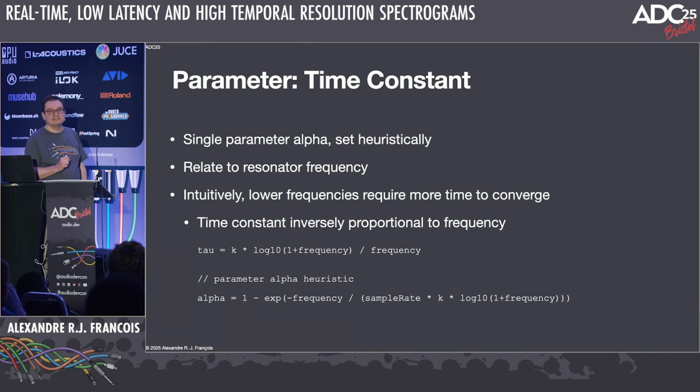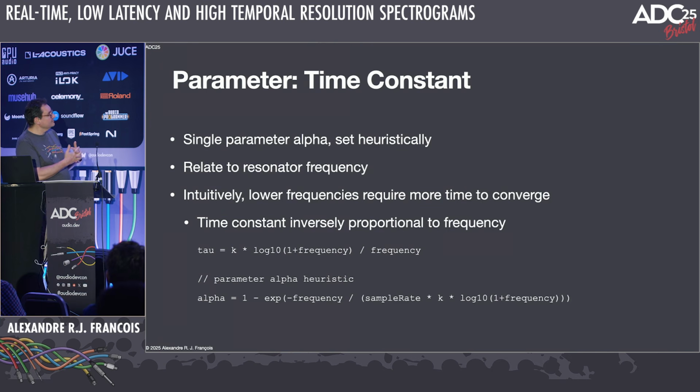So there's one parameter. It's set heuristically. That's a polite way to say you just make it up. Well, you can't just make it up. You have to look at what makes sense. So I said you can relate that to a time constant. And since we're dealing with audio and frequencies, intuitively, if you have short frequencies, you don't need a very long time constant to converge towards what you want. If you have lower frequencies, longer waves, you need to look at it for longer before you can be sure that you're looking at the right thing.